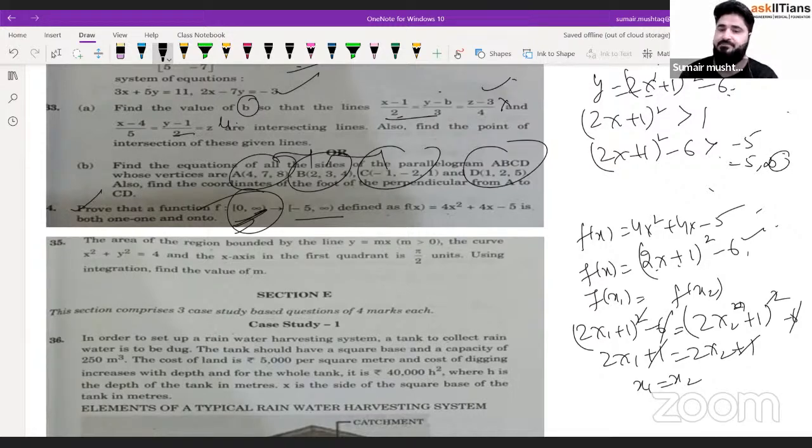Is it there, guys? [−5, infinity). Yes, it is there. Simply, you got the answer. This function is one-one as well as onto.